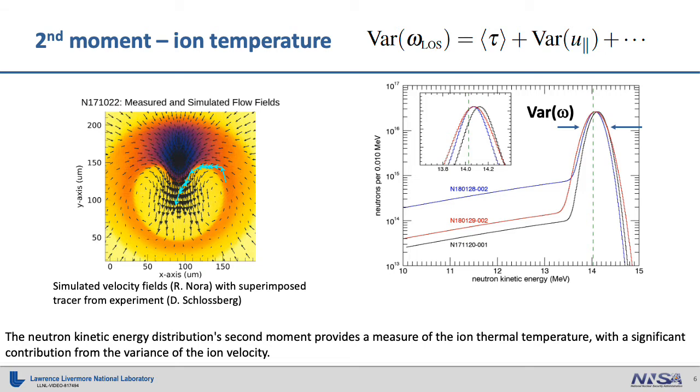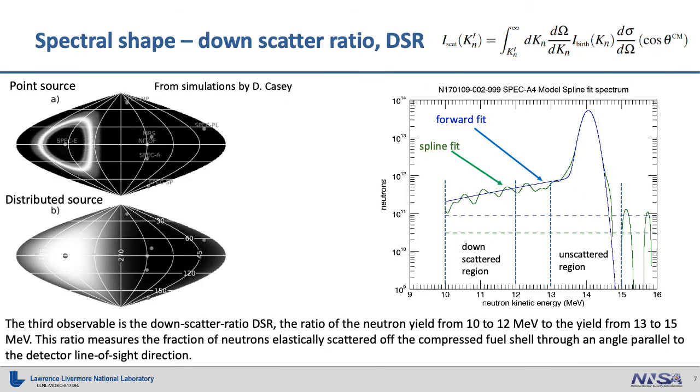The kinetic energy distribution's second moment provides a measure of the ion thermal temperature, with a significant contribution from the variance of the ion velocity. The third observable is a downscatter ratio, DSR, the ratio of the neutron yield from 10 to 12 MeV to the yield from 13 to 15 MeV. This ratio measures the fraction of neutrons elastically scattered off the compressed fuel shell through an angle parallel to the detector line of sight direction.